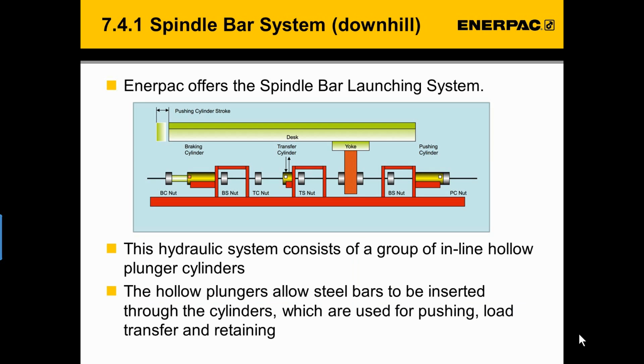The spindle bar system consists of a group of inline placed hollow plunger cylinders. Steel bars can be inserted through the cylinders, and thus the system can be used to push for load transfer and retaining the bridge construction.